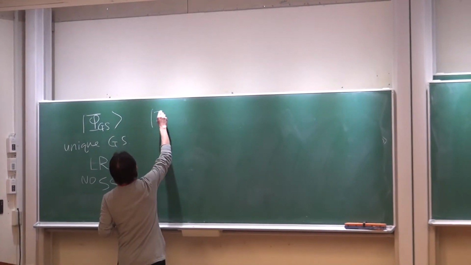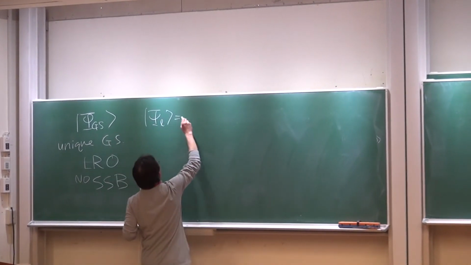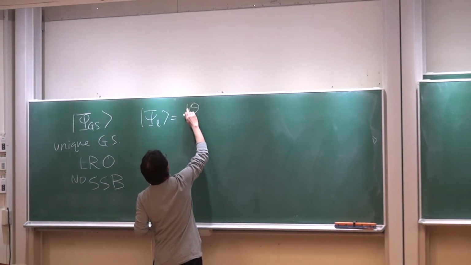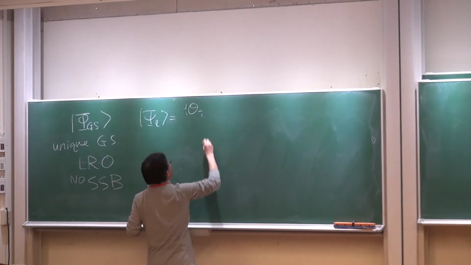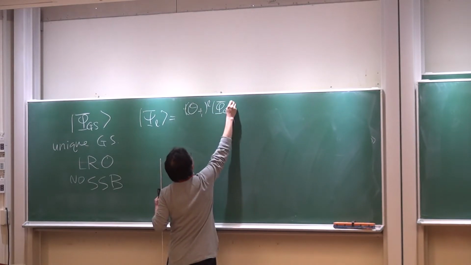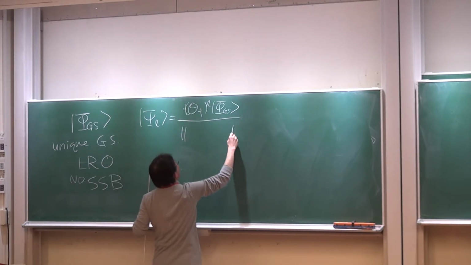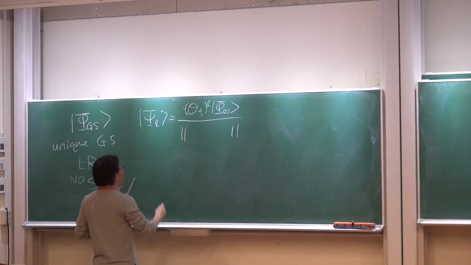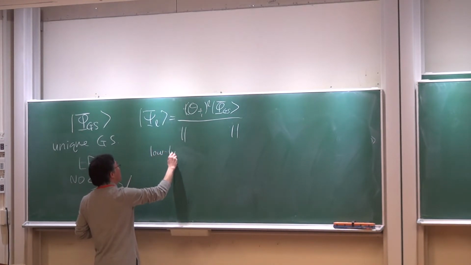So the slide now is: I hit the ground state with O plus, and this is a low-lying state. It has very low energy.